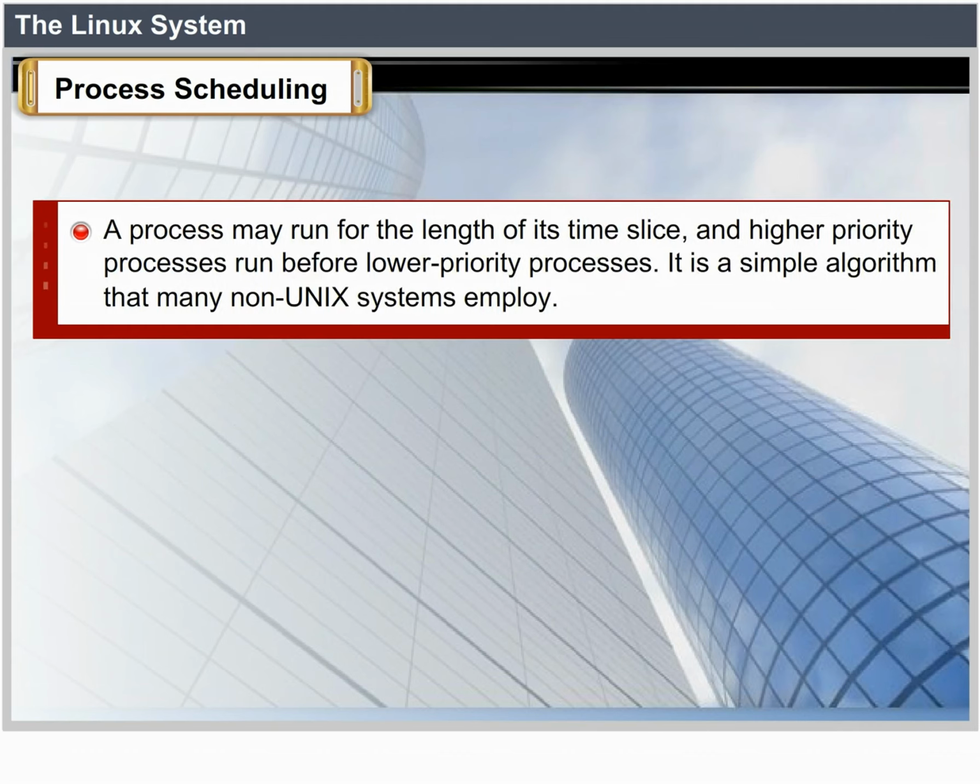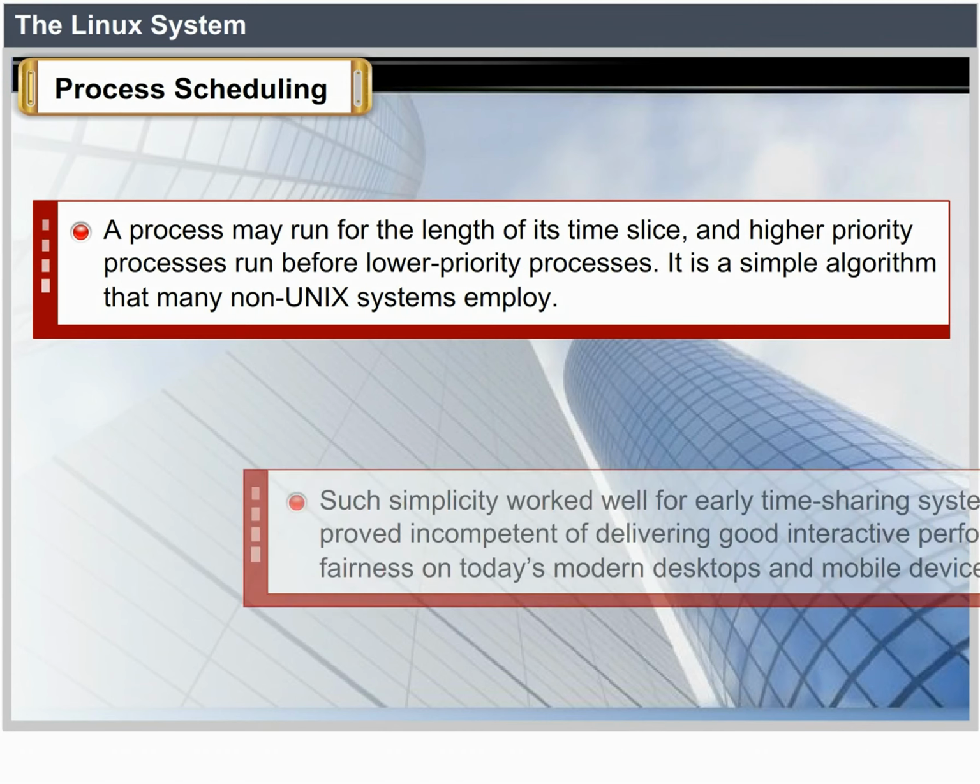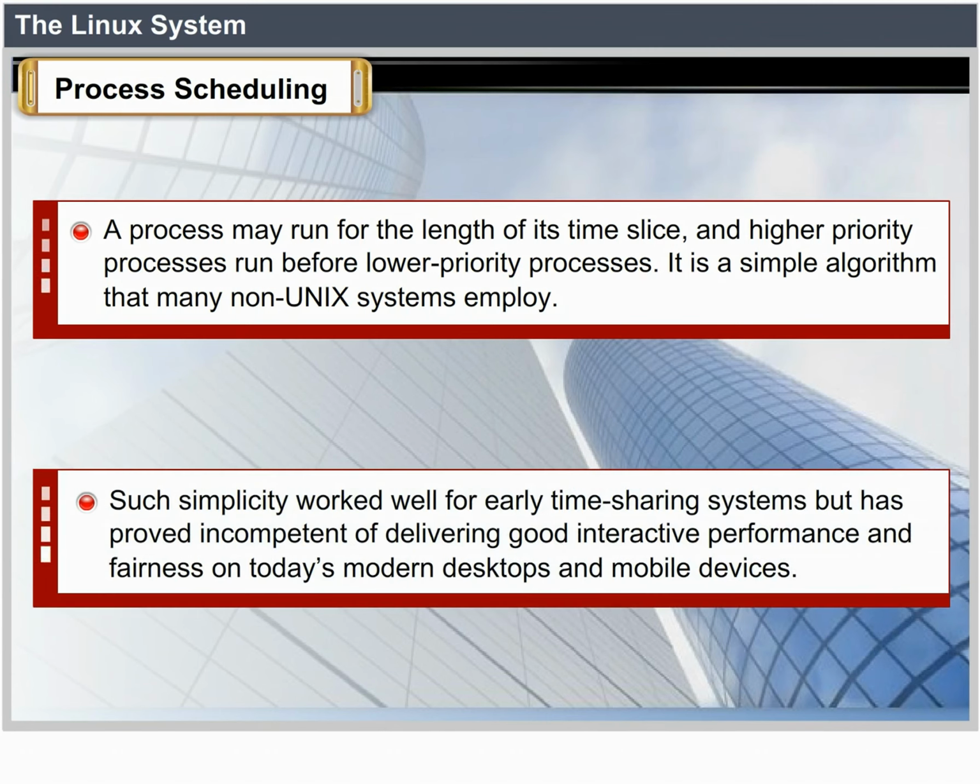A process may run for the length of its time slice and higher priority processes run before lower priority processes. It is a simple algorithm that many non-Unix systems employ. Such simplicity worked well for the early time-sharing systems, but has proved incapable of delivering good interactive performance and fairness on today's modern desktops and mobile devices.